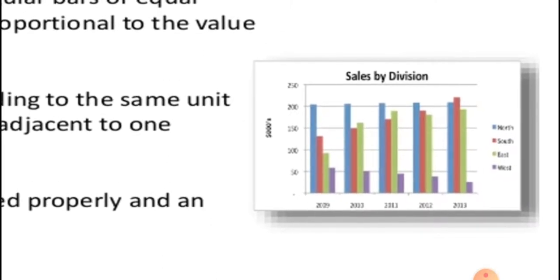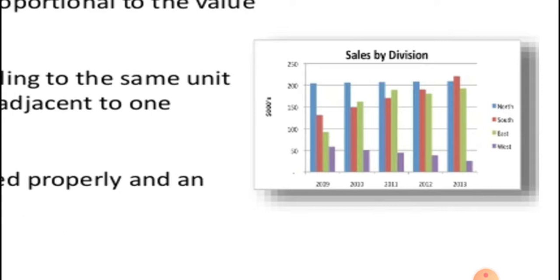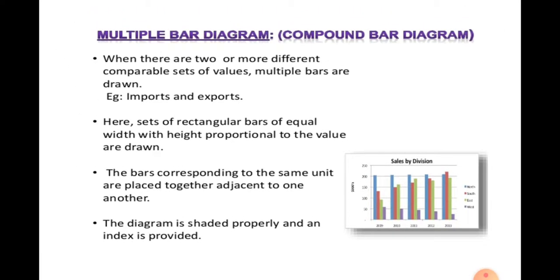This is north, south, east and west. In 2009, then 2010, 11, 12 and 13. So for 5 consecutive years we have the information related with sales by division of north, south, east and western areas. So this is a multiple bar diagram because it shows compound information in one diagram.